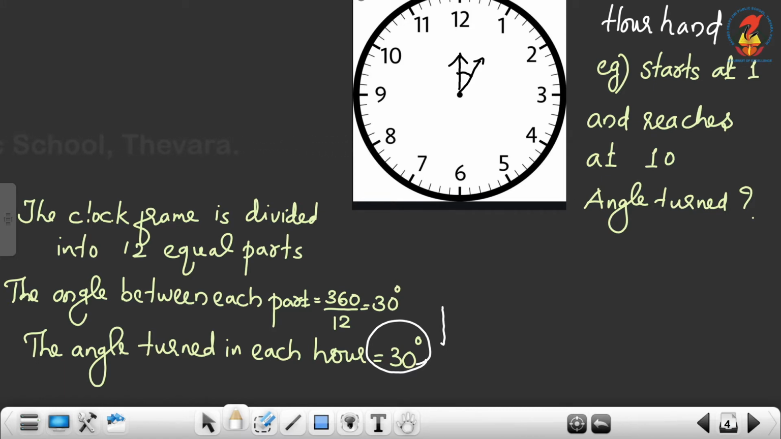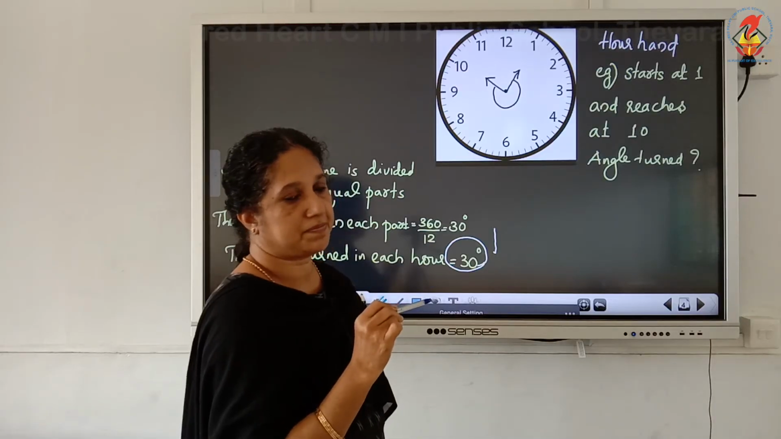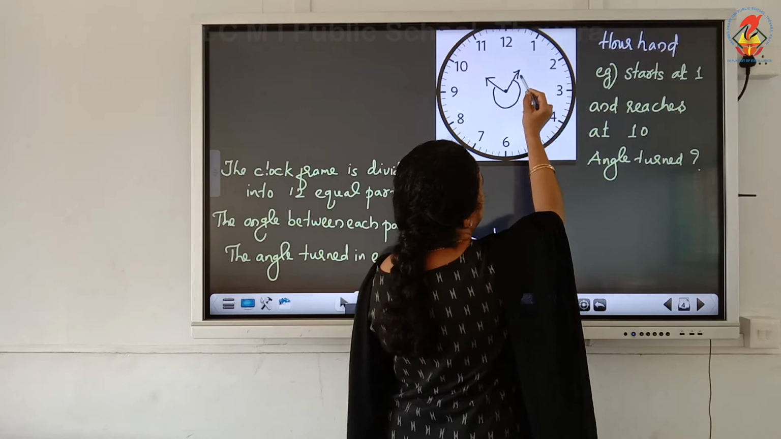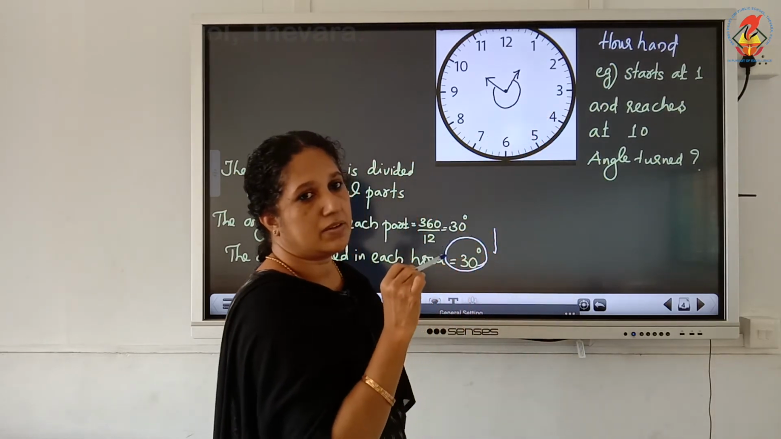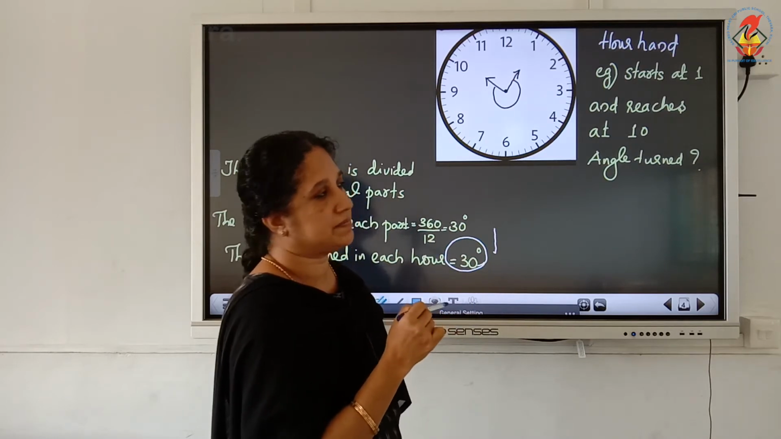Now, we can consider one example. Suppose the hour hand starts at 1 and reaches at 10. What is the angle turned? What is the measure of the angle? The hour hand starts at 1 and reaches at 10. What is the angle turned?